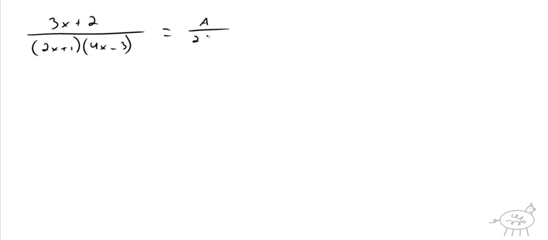In class, I pretty much let the kids pick whatever numerator and whatever denominator they want. Something somewhat linear. In this case, we're going to pick 3x plus 2 over 2x plus 1 times 4x minus 3. Okay, so just kind of a random problem. And let's just set it up like we did before. So it's going to be a over 2x plus 1 plus b over 4x minus 3.